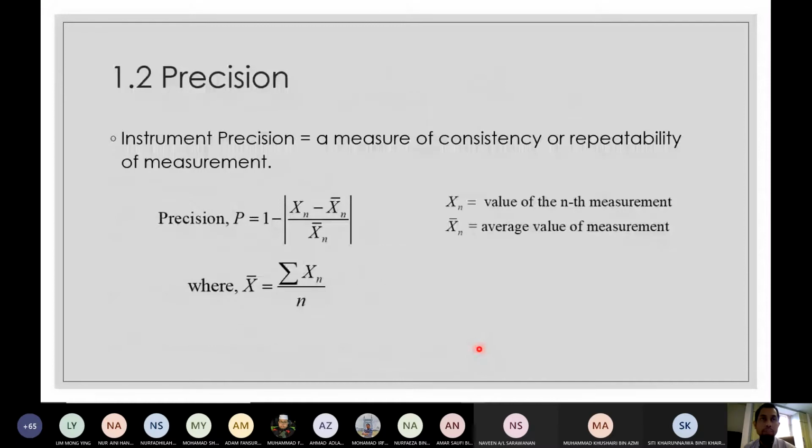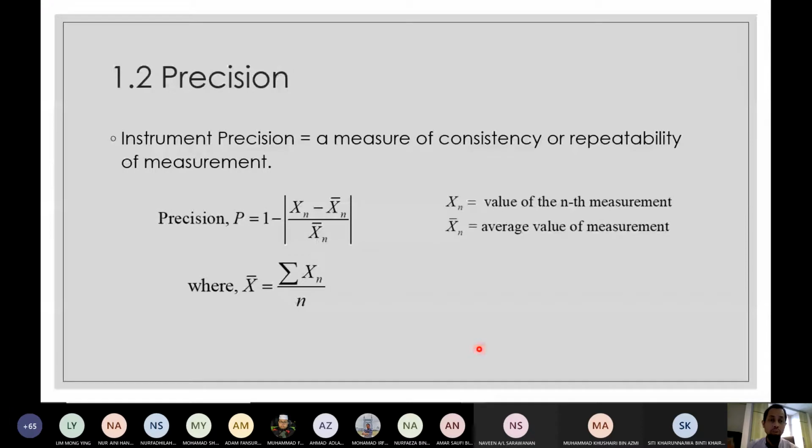Okay, the next criteria is precision. So precision, we are talking about a measure of consistency or repeatability of measurement. Basically, this means that if you measure a parameter, you get a certain value, and then you do another measurement, you should get similar or near to the value that you just measured. So if you repeat the same measurement, you should get around the same values. If this happens, that means the equipment is precise. It can measure with confidence. When you repeat the measurement, the result will be around about the same.